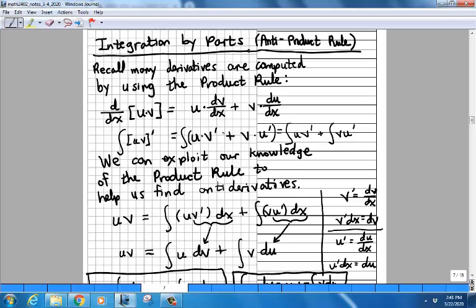All right. So that's my first step in developing what I'm going to call in a moment integration by parts. Now, let's look at the sum of these two integrals, and I'm going to rewrite them just a little bit.